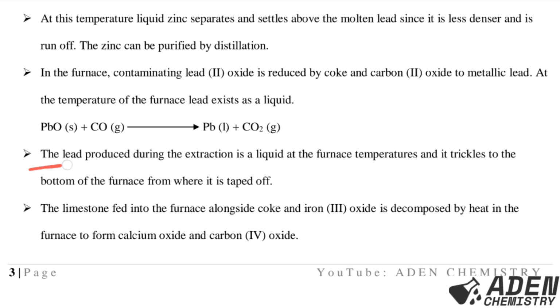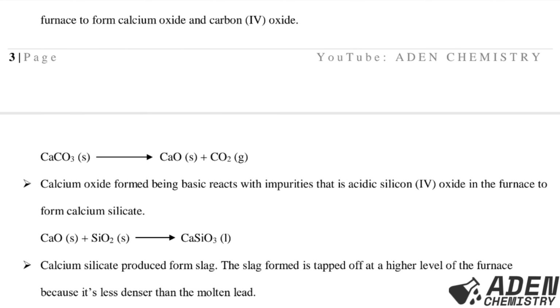And we are told the lead produced during the extraction is a liquid at the furnace temperatures, and it trickles to the bottom of the furnace from where it is tapped off. So we are saying the limestone fed into the furnace alongside coke and zinc oxide is decomposed by heat in the furnace to form calcium oxide and carbon dioxide. So the equation for that reaction will be calcium carbonate solid decomposes to form calcium oxide and also carbon dioxide gas.